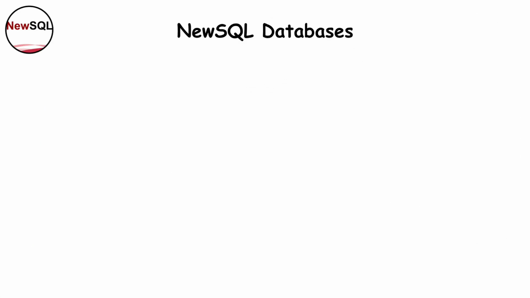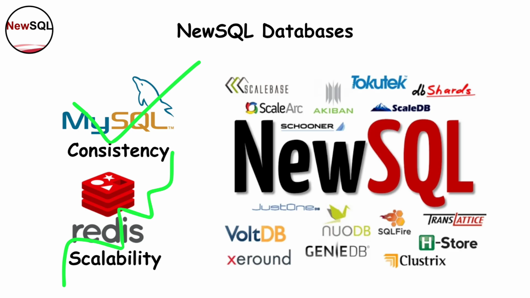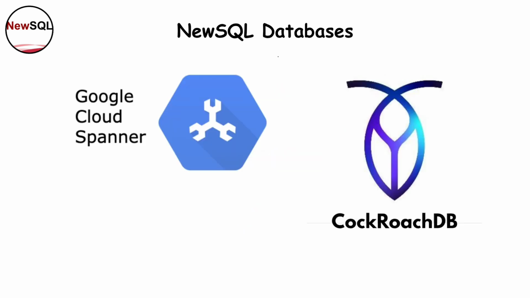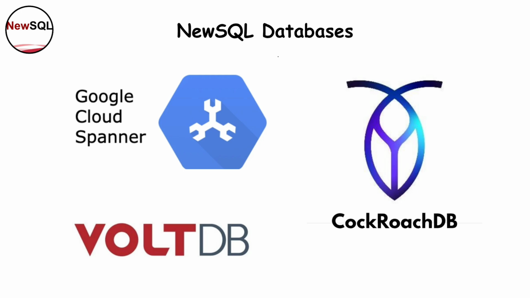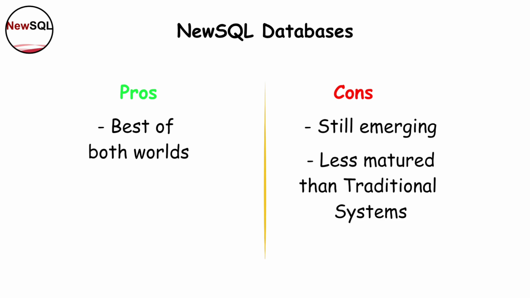NewSQL databases. You want the consistency of SQL, but the scalability of NoSQL? Meet NewSQL, the hybrid child. Examples: Google Spanner, CockroachDB, VoltDB. It's relational, but built to scale like cloud-native systems. Pros: best of both worlds. Cons: still emerging, less mature than traditional systems.